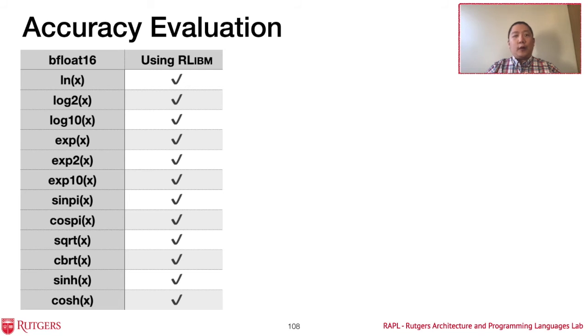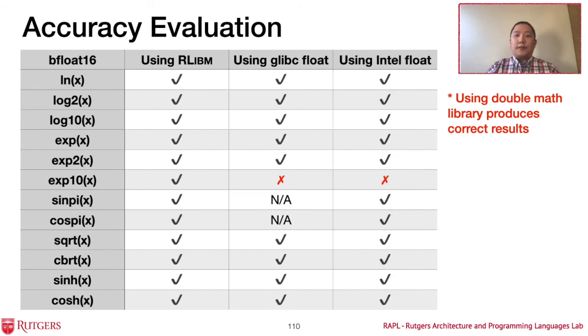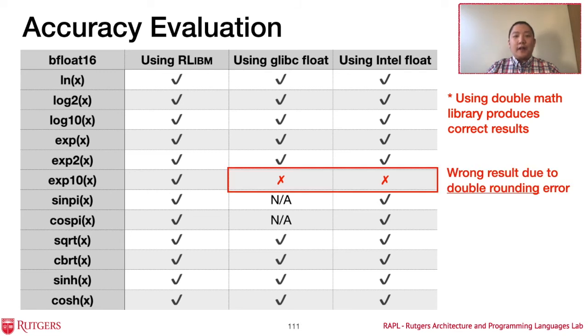Comparatively, we found that when we repurposed glibc's float math library into a bfloat16 math library, the 10 to the power of x function does not produce the correctly rounded result for one input. Similarly, Intel's float math library does not produce the correctly rounded result for the 10 to the power of x function for the same input. This case is especially interesting because the error results from a double rounding error.